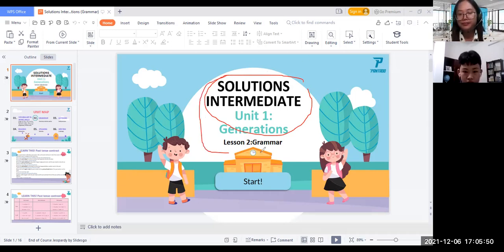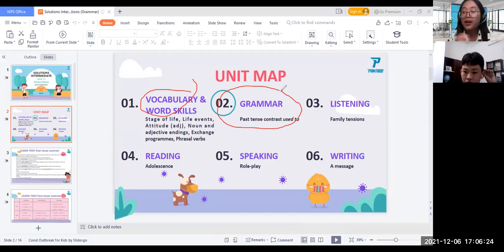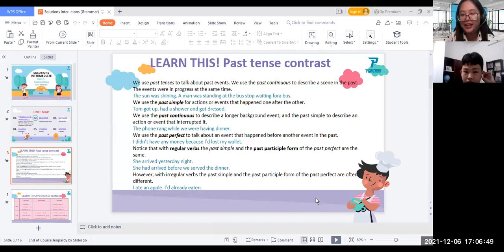Now please read. Solutions Intermediate, Unit 1, Generation. Lesson 2, Grammar. We will focus on your grammar. This is your unit map. Finish vocabulary. Next is grammar: past tense contrast, used to. We are going to learn how to use the phrase used to, and past tense. So for you to understand, let's go to the next page.